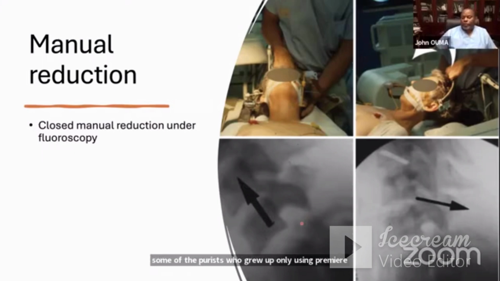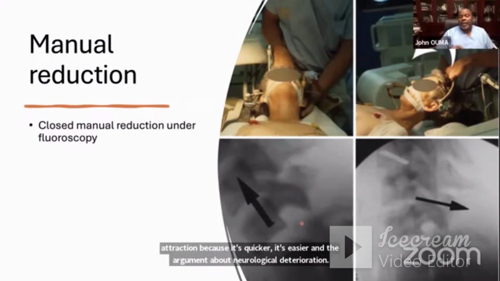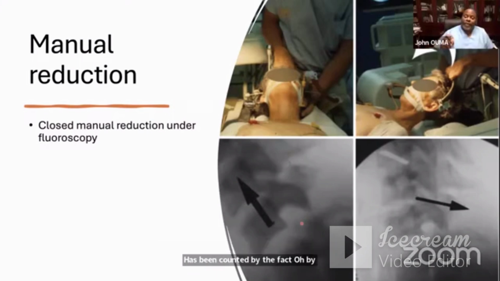but in fact, there's a lot of literature that suggests that we should rather be doing manual traction because it's quicker, it's easier, and the argument about neurological deterioration has been countered by the argument that if you reduce these patients as soon as possible, you're doing them a much bigger favor than if you try to reduce them with craniotraction over many hours sometimes, and not really knowing where you are. You'd rather have them asleep, reduce them, wake them up, examine them, and then, if there is a problem, deal with it. So there is literature I'll show that suggests that this is the manner in which we should be doing things.